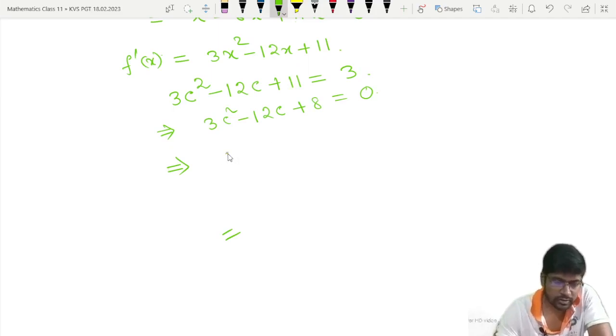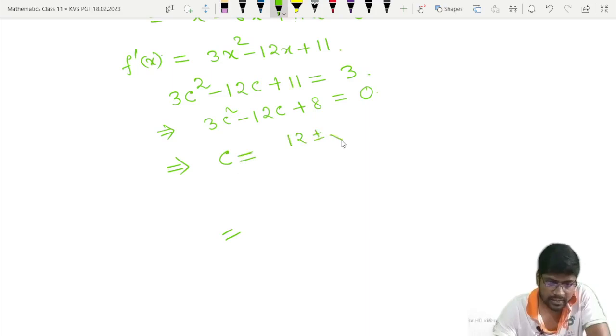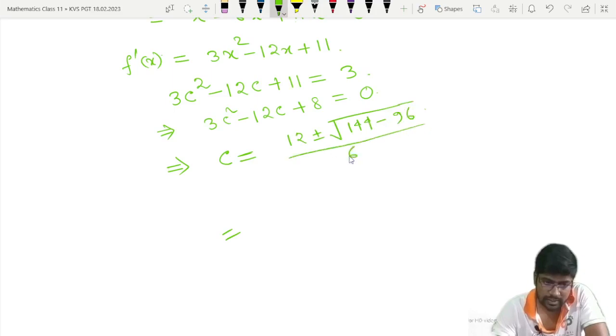Again we have to apply the Sridhar Acharya's rule. c is equal to minus b plus minus root over b square minus 4ac, minus 96, divided by twice a means 6. So that will be equal to 12 plus minus root over 96, minus 48, divided by 6. So this value will be what?